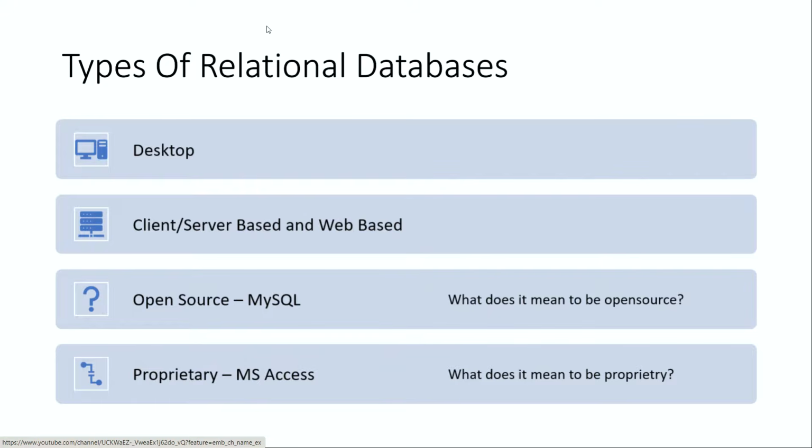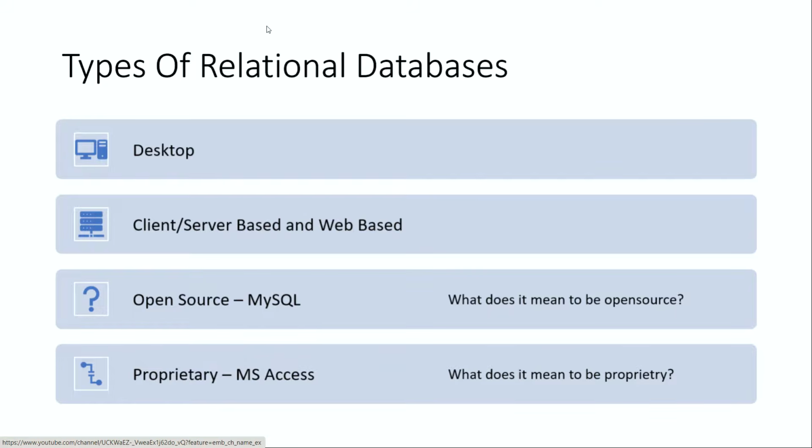Types of relational databases. So we have desktop. That's a simple one, right? We have client server based and web based. We have open source, so MySQL is open source. You need to remember what open source is, not just for this exam, but for general IT stuff that we need to know. And we have Microsoft Access, also known as MS Access. That's proprietary. Again, we need to know what this is.